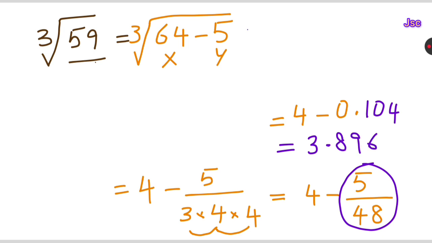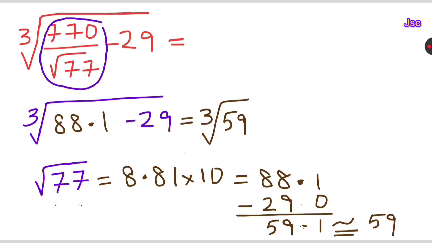That is the cube root of 59, 3.896. This is the result of this cube root of 770 over root 77 minus 29. What is the result? 3.896. Our given question is in terms of root 77.